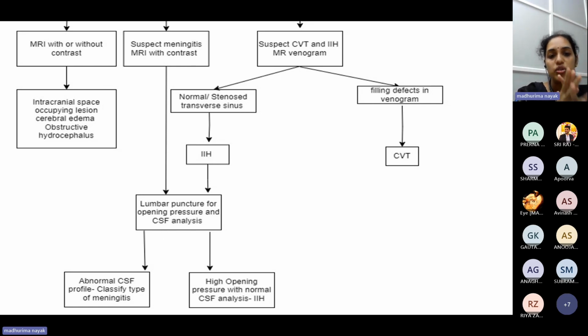In meningitis, usually the CSF analysis will be abnormal, and depending on that, you can classify it as bacterial or tubercular. If the opening pressure is very high, then you're probably dealing with IIH because you got the MRI normal here.